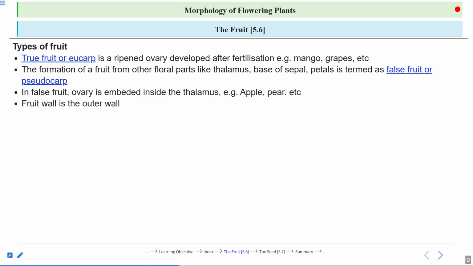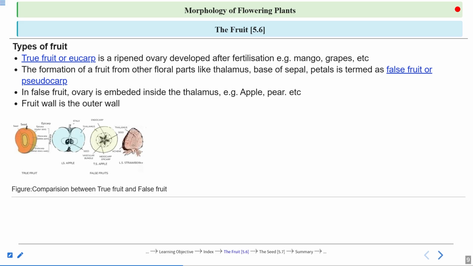Fruit wall is the outer wall. The ovary wall is called the fruit wall. So here you can see this is the true fruit. You have the epicarp, that is the outermost, the mesocarp, that is the fleshy part in the case of mango, and the endocarp, that is the stony part, right? So that you understand. And this epicarp, mesocarp, endocarp together are called the pericarp. Now come to this apple. See, this part is the ovary.